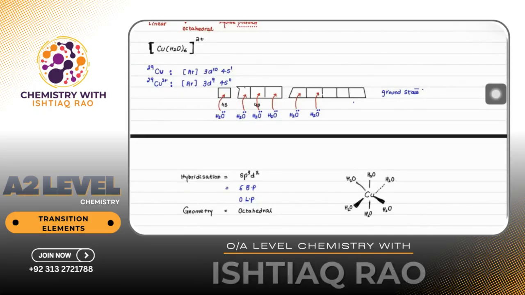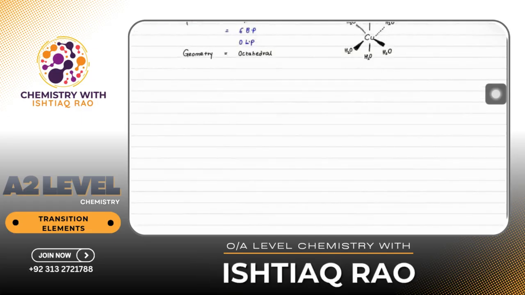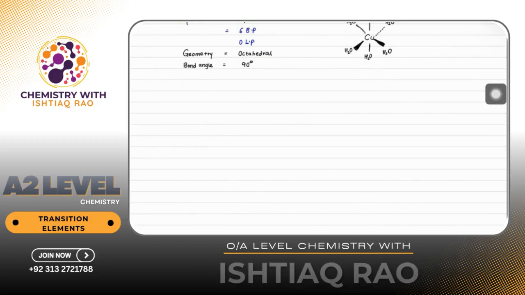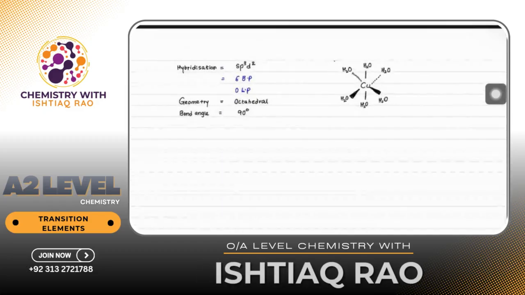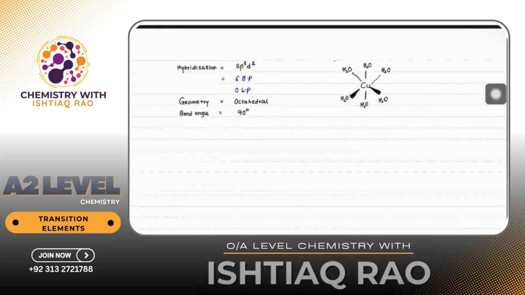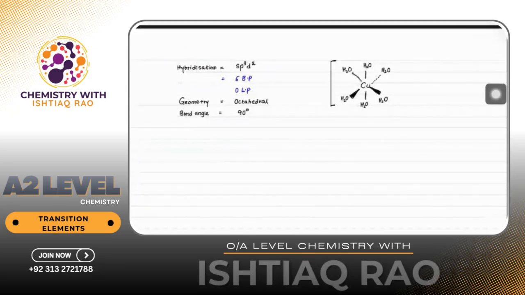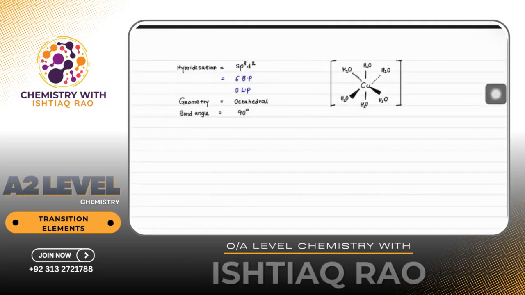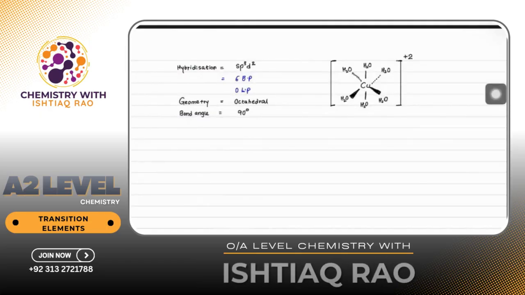What's the bond angle? It's going to be 90 degrees. Since I have to write down the overall charge as well, it's going to be plus 2 over there. Between each and every water molecule, the bond angle is 90 degrees.